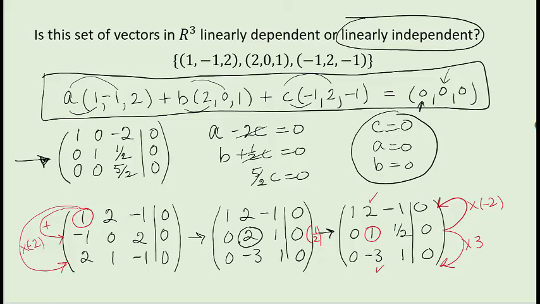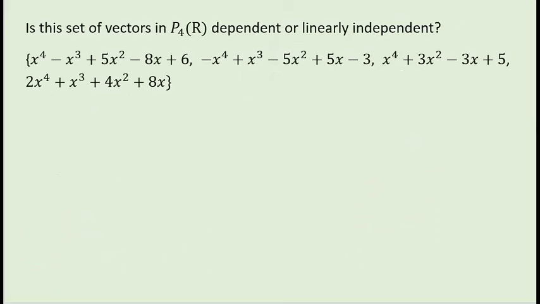Now we have 4 polynomials in the vector space of polynomials of degree 4 or less, and we're asking them if they are linearly dependent or independent. Well, you won't have to do this after the first time, but let's think of it as we did the last example. This will be the equation that we want to solve.